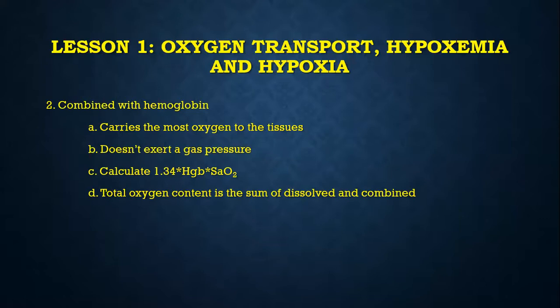All right. The hemoglobin doesn't exert a gas pressure. And so they say calculate by saying 1.34 times hemoglobin times the sat. This is the formula right here for combined: 1.34 times hemoglobin times sat. Now you may see HGB or you might just see HB for hemoglobin, times the sat. Please remember the saturation is written as a decimal and not as a percent when you're doing the multiplication.